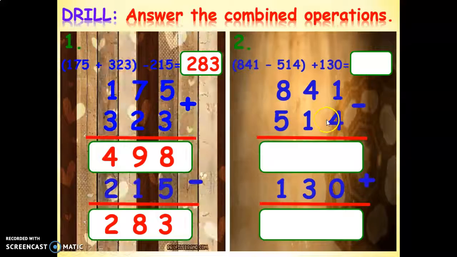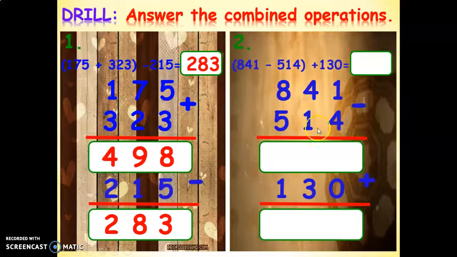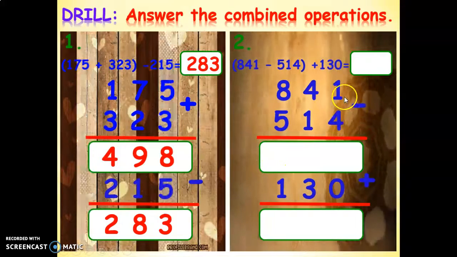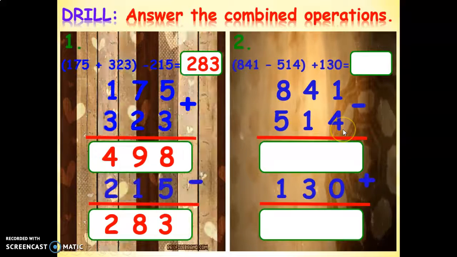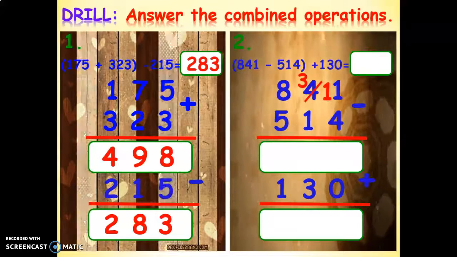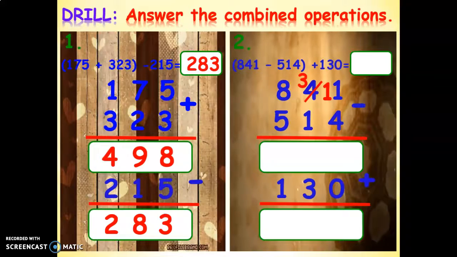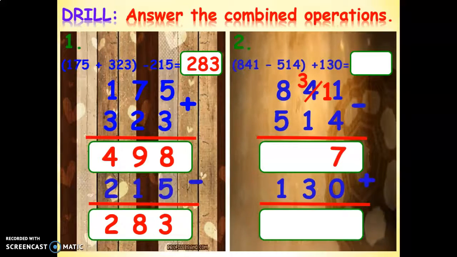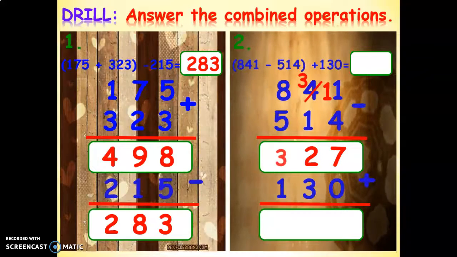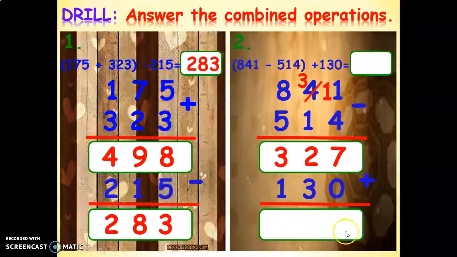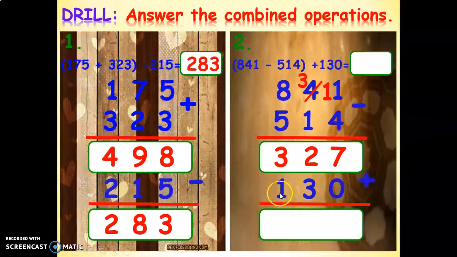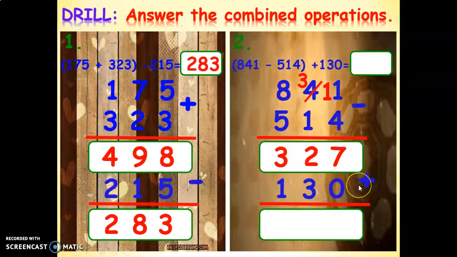Now for drill number 2, we have to do subtraction first. Always start with the ones place, and then you go to the tens place, and then the hundreds place. We have 1 minus 4. 1 is smaller than 4, so we need to borrow from 4, make it 3, and 1 now becomes 11. 11 minus 4 equals 7. 3 minus 1 is 2, and 8 minus 5 equals 3. After getting the answer 327, we have to add 130.